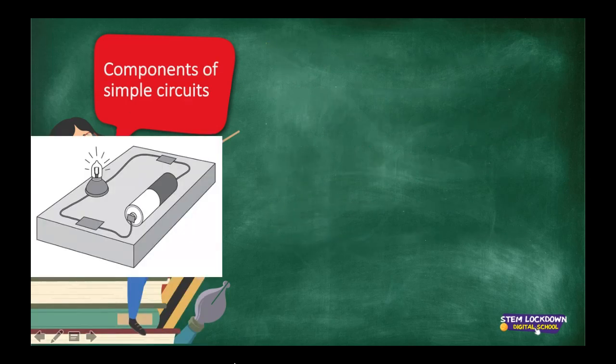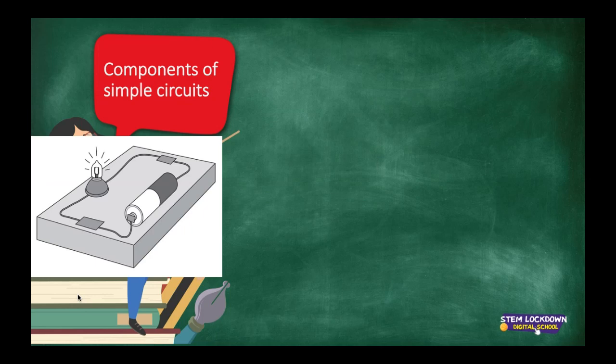All right. Now let's talk about components of simple circuits. I just hope that you were able to understand the previous slide that we were discussing, a simple circuit. It's very, very simple. It is inclusive of a battery, wire, and a light bulb or a buzzer. That's very, very simple. Now there's an example of a simple circuit.